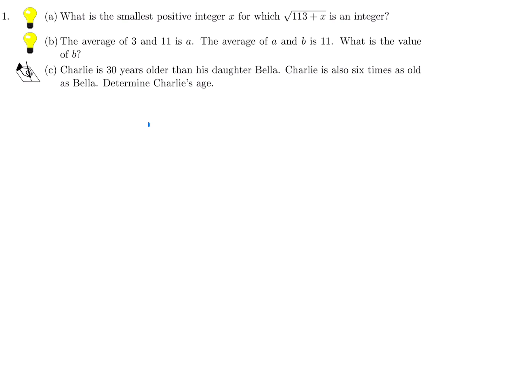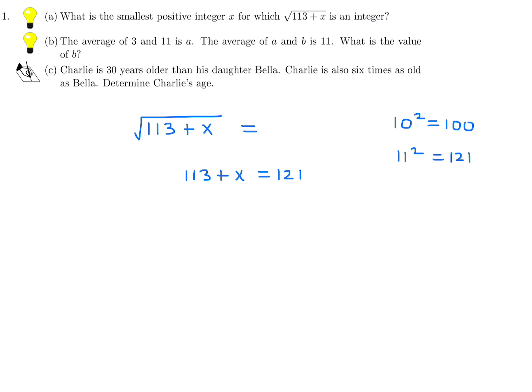Well, if you want the square root of 113 plus x to be an integer, then that basically means that what's underneath the square root sign must be a perfect square. Well, it's obviously greater than 10 squared, which is 100. 11 squared is 121, so it's most likely 121. So 113 plus x is 121, and that means x is equal to 8.